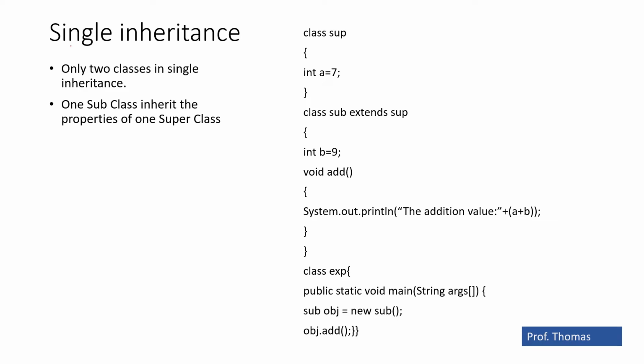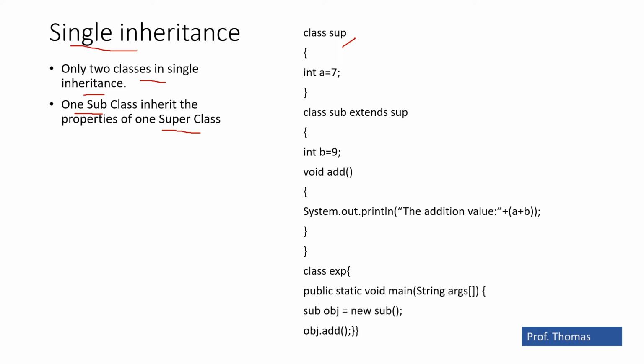Single inheritance has only two classes. One acts as the subclass and the other acts as the superclass. The subclass inherits the properties of one superclass.